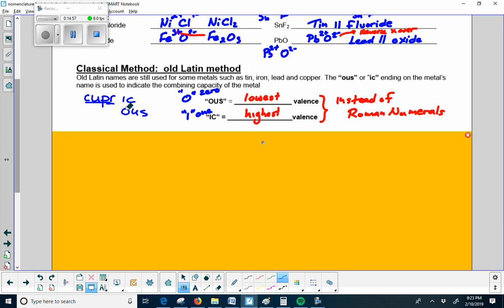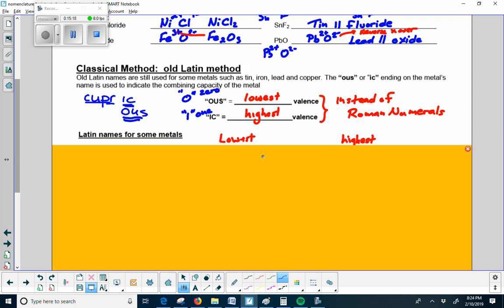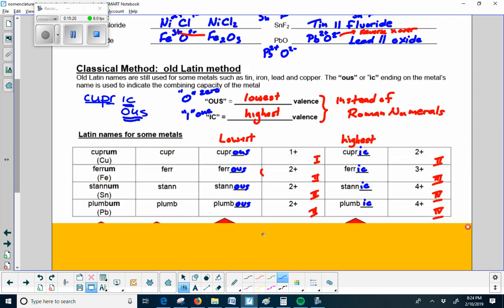And if you're the higher version, you'd use -ic for the higher charge, and the lower version of the charge would be -ous. I think of it like this: -ous is 0 for the O, and -ic looks like a 1. It's larger. So -ous is smaller, -ic is larger. And we use this instead of Roman numerals.